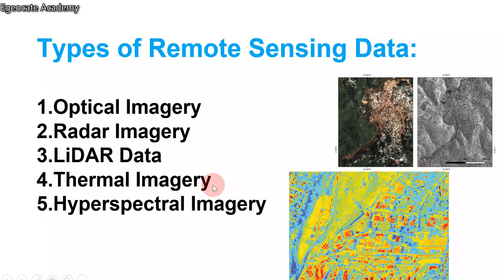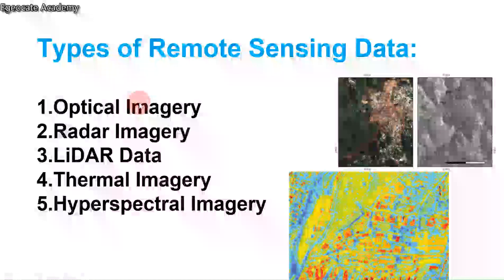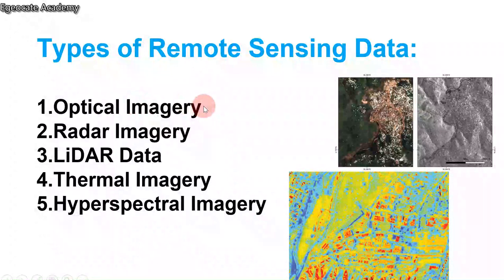And we have also the thermal imagery. For example, Sentinel or Landsat uses, I think, band 10 and band 11 for thermal imagery. You can use it to calculate the land surface temperature, for example, as in this image. And also we have the hyperspectral imagery, which is also really expensive, just like LiDAR, because it uses, for example, hundreds of different bands. It is used for example for mineral detection.